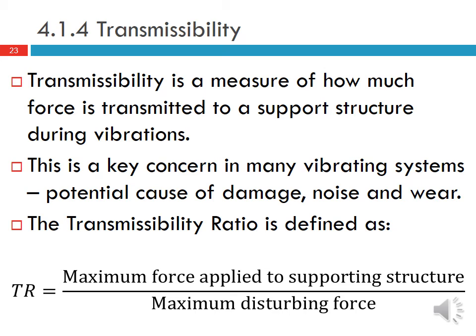The transmissibility ratio, or TR, is defined as the maximum force applied to the supporting structure divided by the maximum disturbing force, where the disturbing force is like the forcing function. So how much of that forcing function can cause some amount of force to go to the supporting structure. This transmissibility ratio lets us understand the amount of that force applied to the supporting structure.